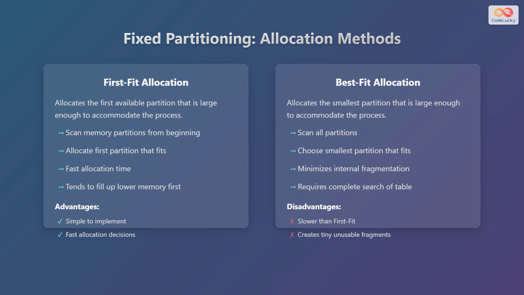On the other hand, best-fit allocation allocates the smallest partition that is large enough to accommodate the process. This means scanning all partitions and choosing the smallest one that can fit the process. This method minimizes internal fragmentation, as it uses the smallest possible space. However, it requires a complete search of the memory table, making it slower than first fit. While it minimizes wasted space, it can create tiny, unusable fragments.